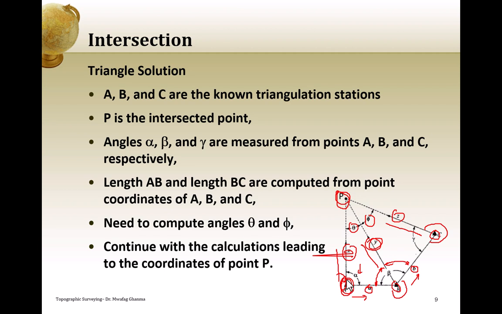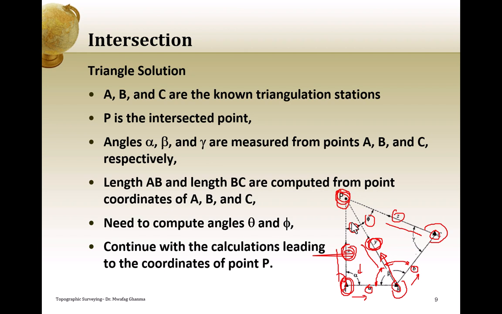If you could find the length and azimuth of line AP, which is line X here, then we can use it to calculate the coordinates of point B. But also we can find the azimuth and the length of line BP, which is Y, and the azimuth of line BP, and calculate P, and also from C to P.